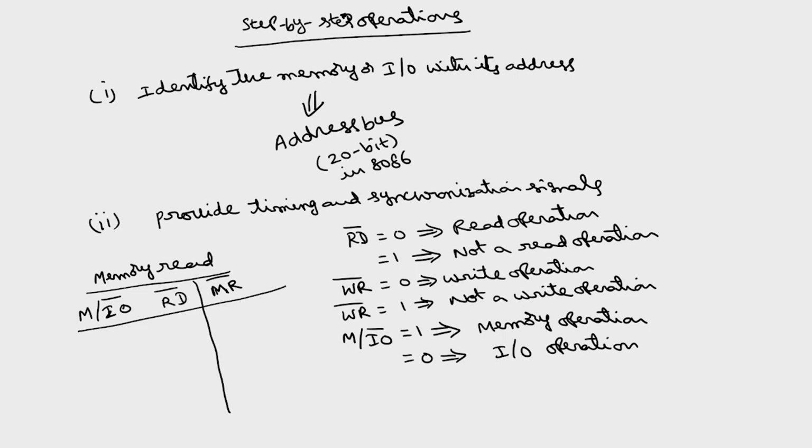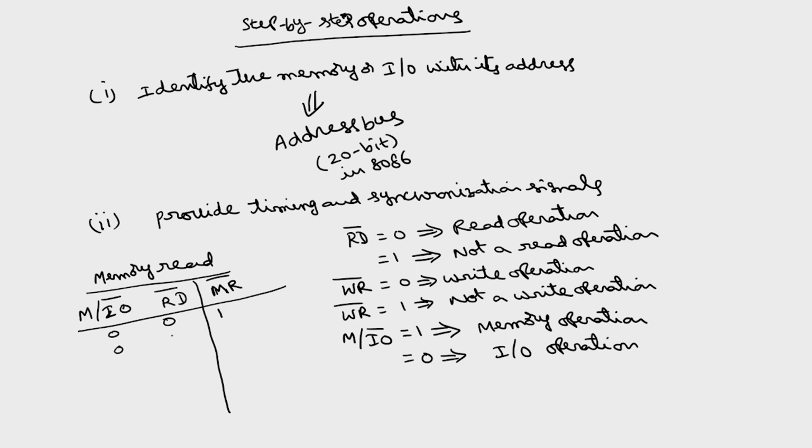Okay. So, there are 4 combinations here, starting with 0 0. If M by IO bar is 0 and read bar is 0, is this the memory read operation? If it is a memory read operation, the memory read bar should be 0, otherwise memory read bar is 1. So, you see here M by IO bar is 0 means this is an I/O operation, not a memory operation. So, we have to make this memory read bar as 1, so that it is not a memory read operation.